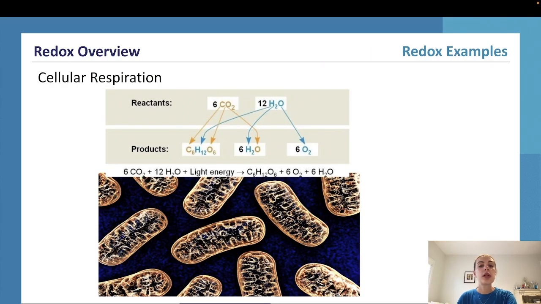So now we're just going to look at a few examples of some common redox reactions which come up in day-to-day life. Our first example is cellular respiration, being the formation of carbon dioxide and water from oxygen and glucose.